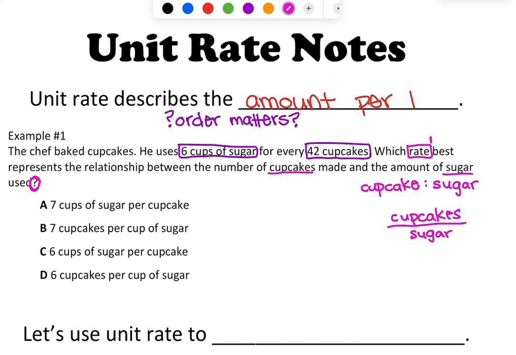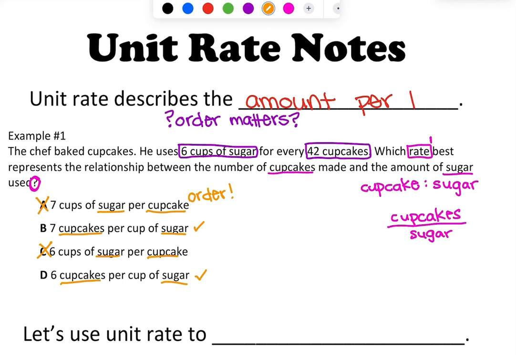So let's go over here and look at our answer choices. So I'm just looking at the word. So cupcakes has to go first. So in A, I have sugar, then cupcakes. So A is automatically out because of the order. It's in the wrong order. Okay, B says cupcakes, then sugar. So that one is good so far. The next one is sugar and then cupcakes. So no thank you. And then cupcakes and sugar. So those are good. So now we need to decide between the 6 and the 7.